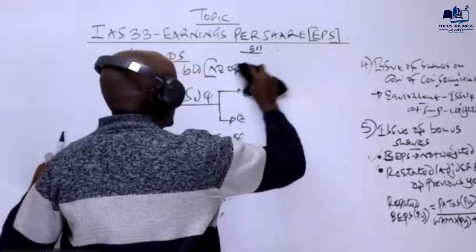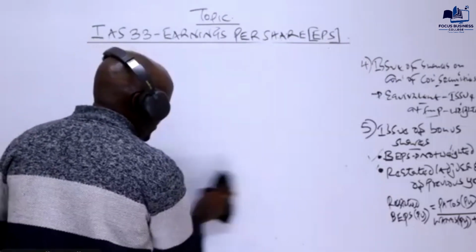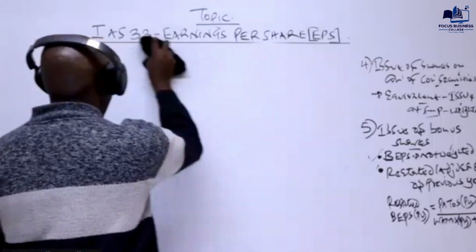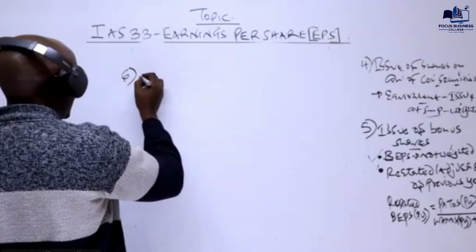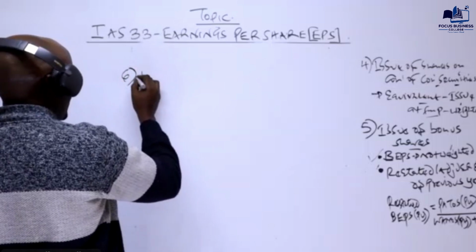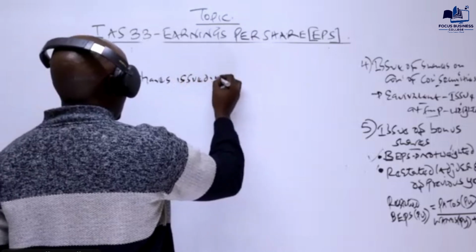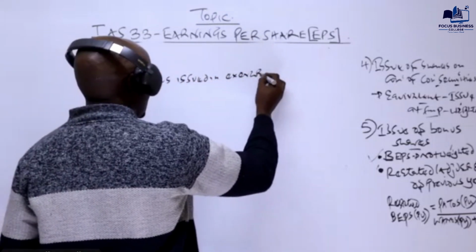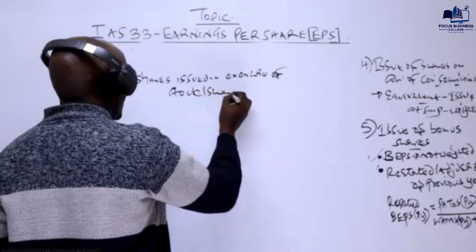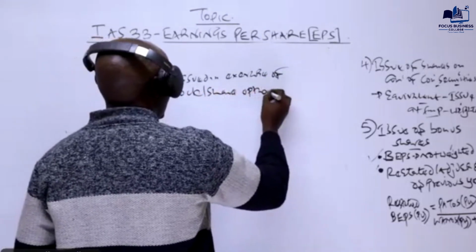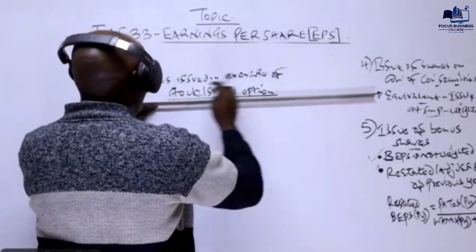So then from there, I want us to look at the other reason why the number of shares issued during the current year may change. Number six, and that is something called shares issued in exercise of a stock, or basically in exercise of a share option. Shares issued in exercise of a stock or a share option.